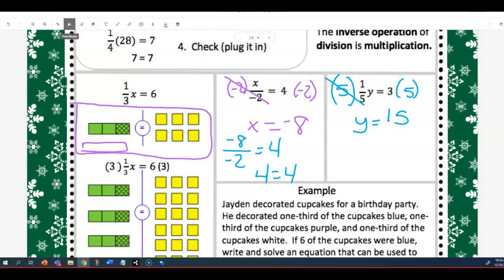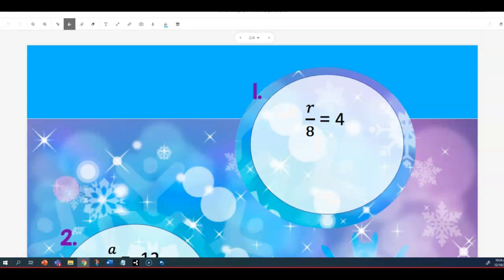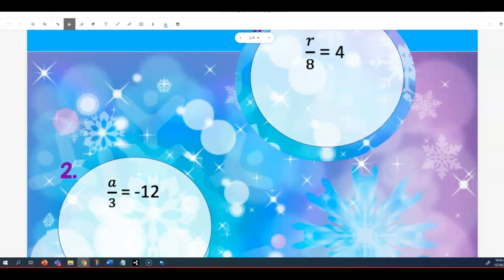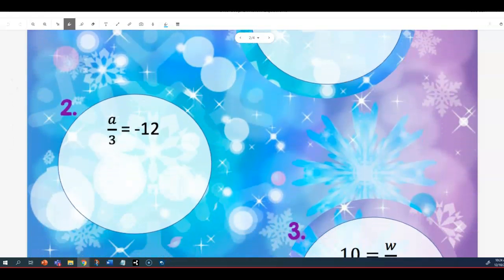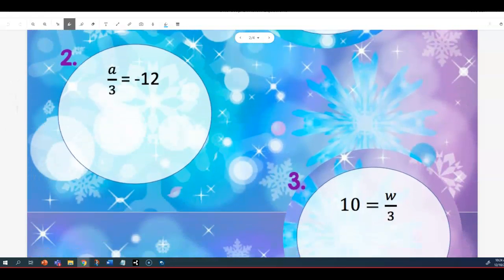Okay, next page. Some practice problems. Some fancy. Oh yeah, this is the cool page. I like this page. Yeah. I don't like the problem, I like the page.